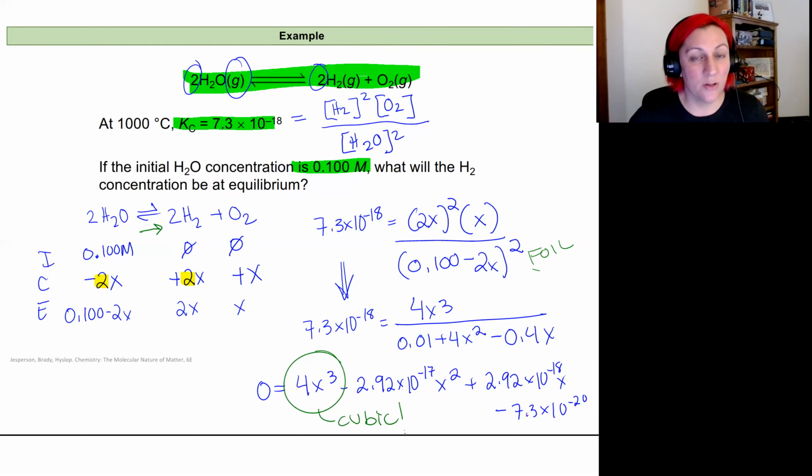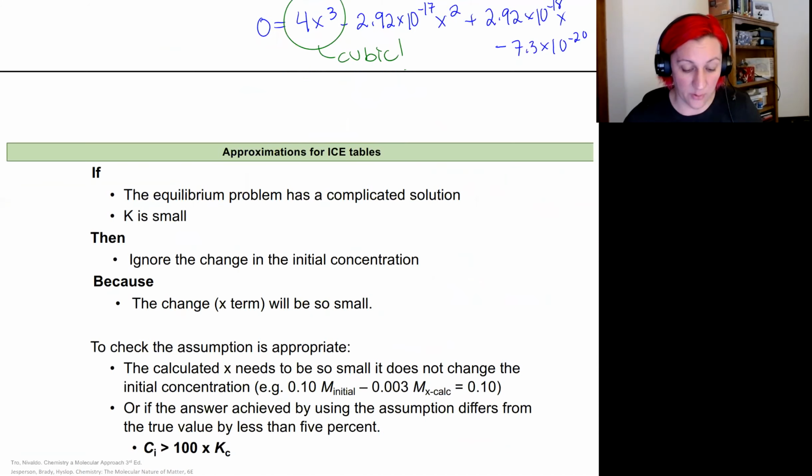Instead, I'm going to teach you an approximation that is going to save you from having to solve cubic equations for x right now. I mean, you can do that, and it's great practice if you're doing that in the math classes you're in right now. Please go for it. But we're not going to expect you to do that in our class. Instead, we're going to teach you about approximations in ICE tables.